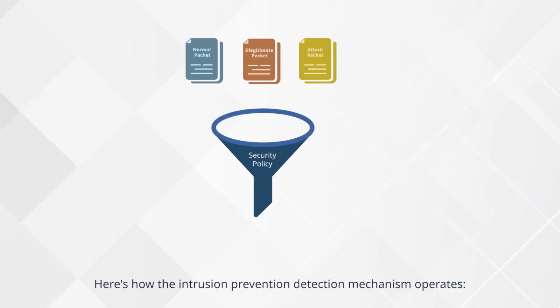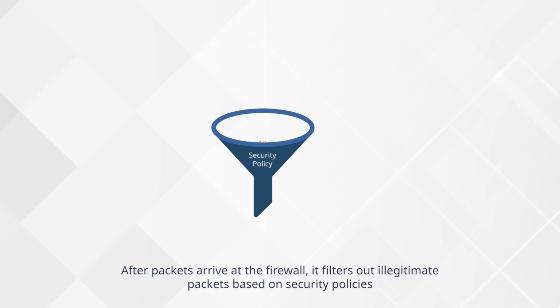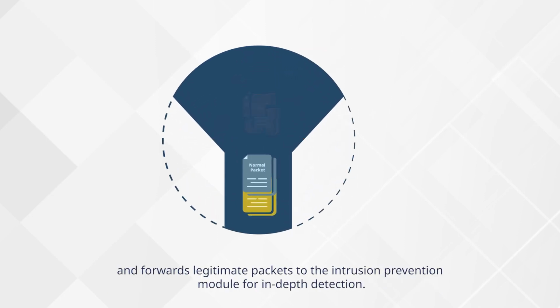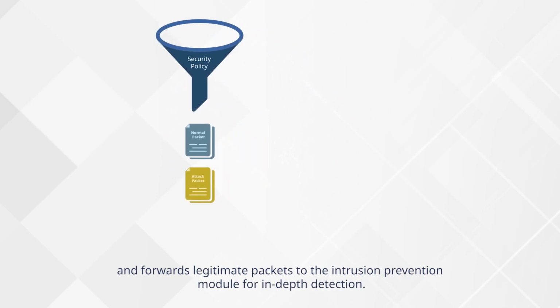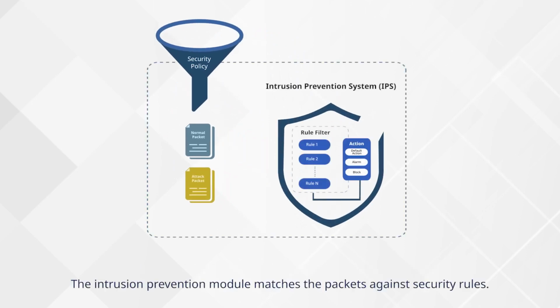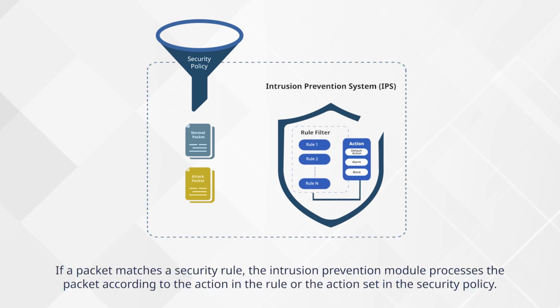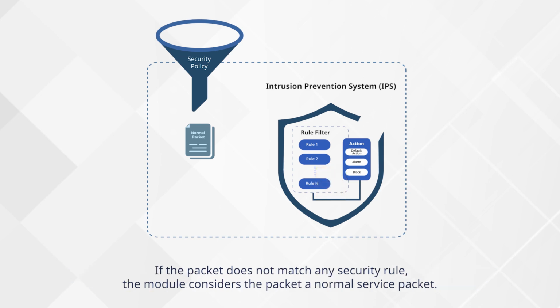Here's how the intrusion prevention detection mechanism operates. After packets arrive at the firewall, it filters out illegitimate packets based on security policies and forwards legitimate packets to the intrusion prevention module for in-depth detection. The intrusion prevention module matches the packets against security rules. If a packet matches a security rule, the module processes the packet according to the action in the rule or the action set in the security policy. If the packet does not match any security rule, the module considers the packet a normal service packet.